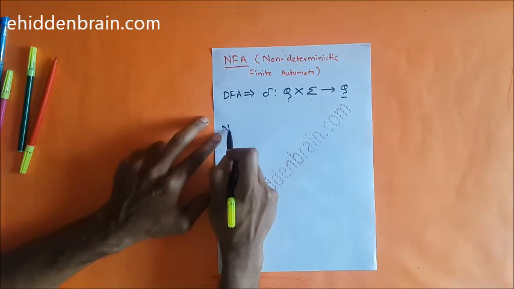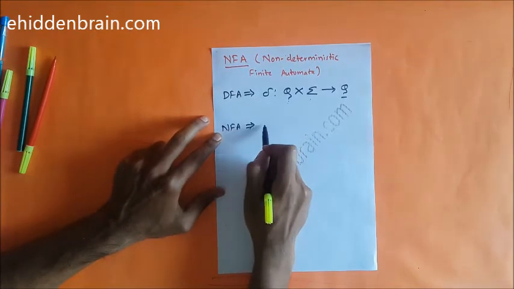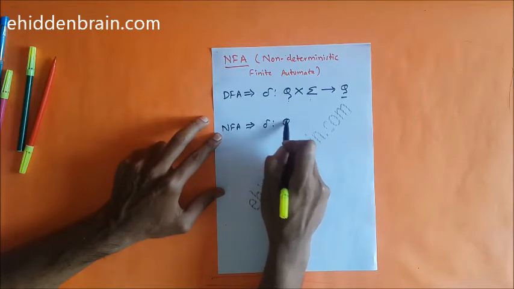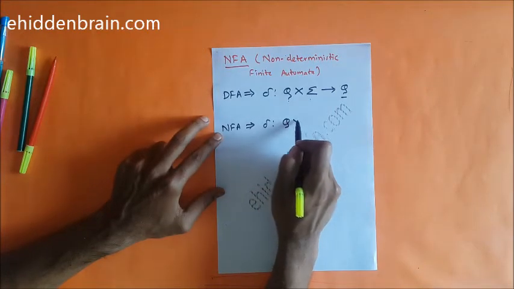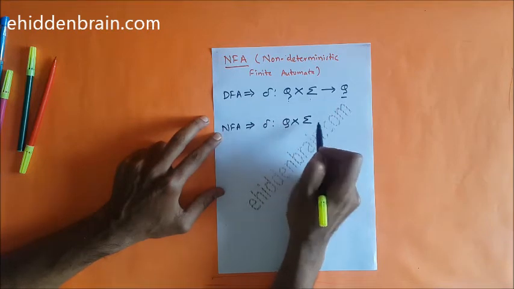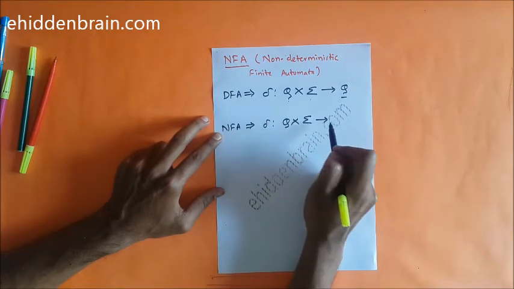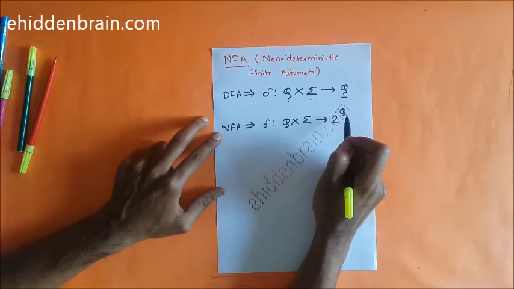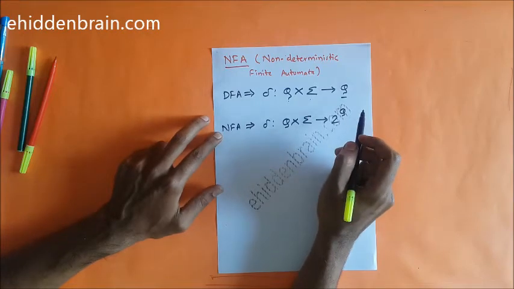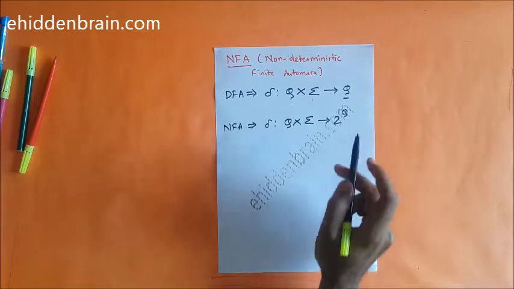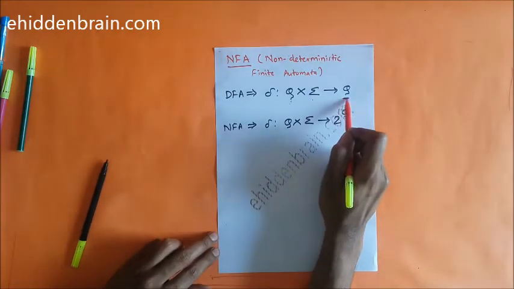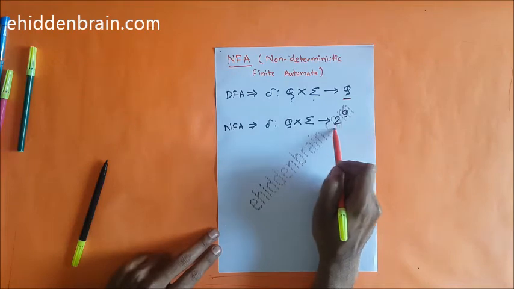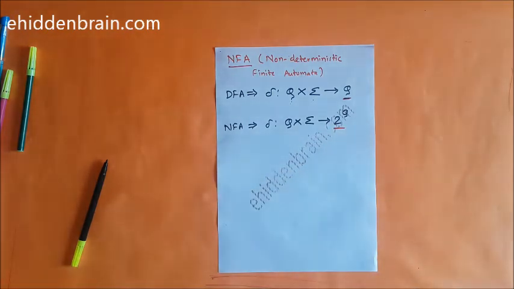But in case of NFA, what is delta? On any state, for any input alphabet, I will go to 2 raised to Q states. Understood? Now, why is it 2 raised to Q? You can see this is the main difference. In DFA, you are going to only one state, while in NFA, you can go to multiple states, right? So this is the basic difference of NFA and DFA.